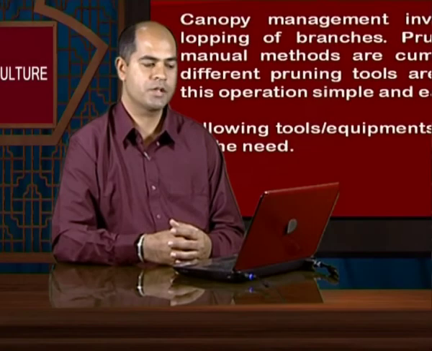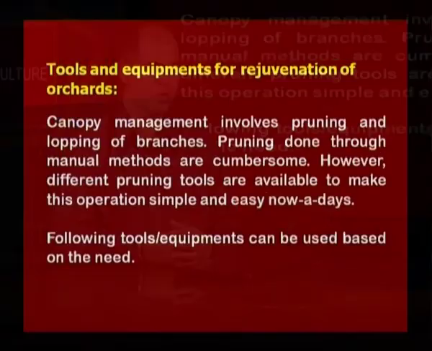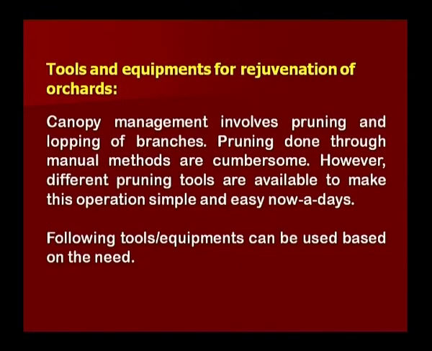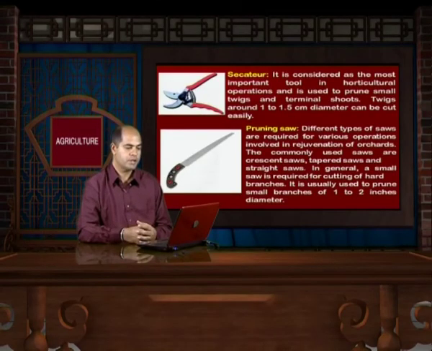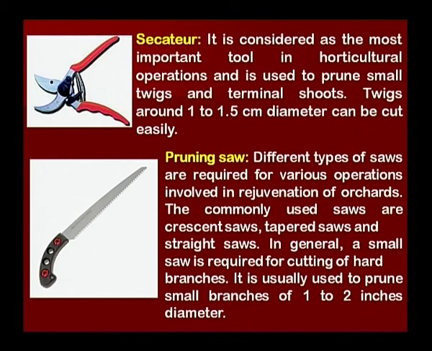Now we will be discussing tools and equipments for rejuvenation of orchards. Canopy management involves pruning and lopping of branches. Pruning done through manual methods is cumbersome. However, different pruning tools are available to make this operation simple and easy nowadays. Following tools or equipments can be used based on the need. The first one is secateurs, as shown in the picture.